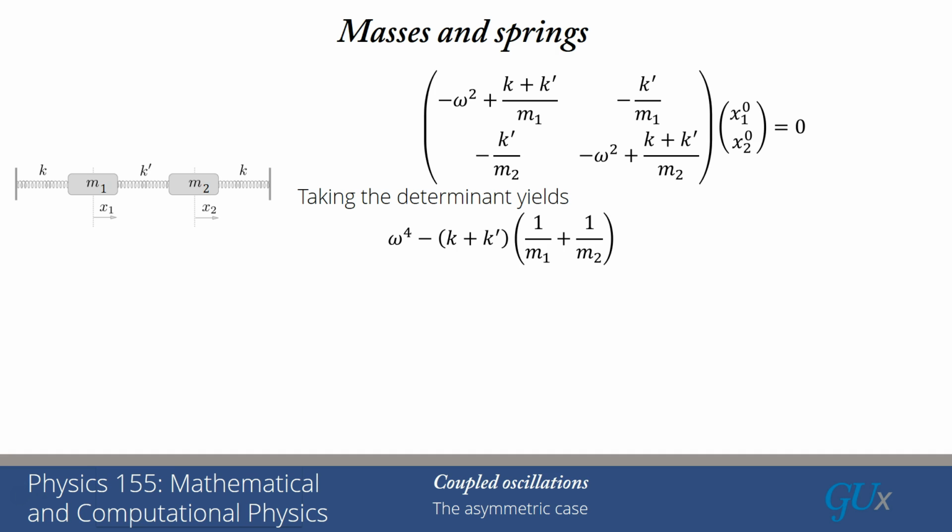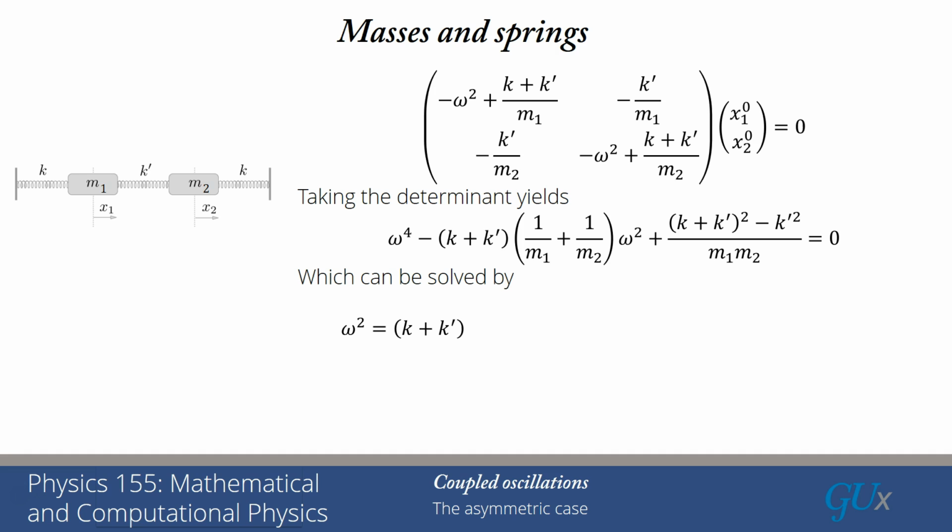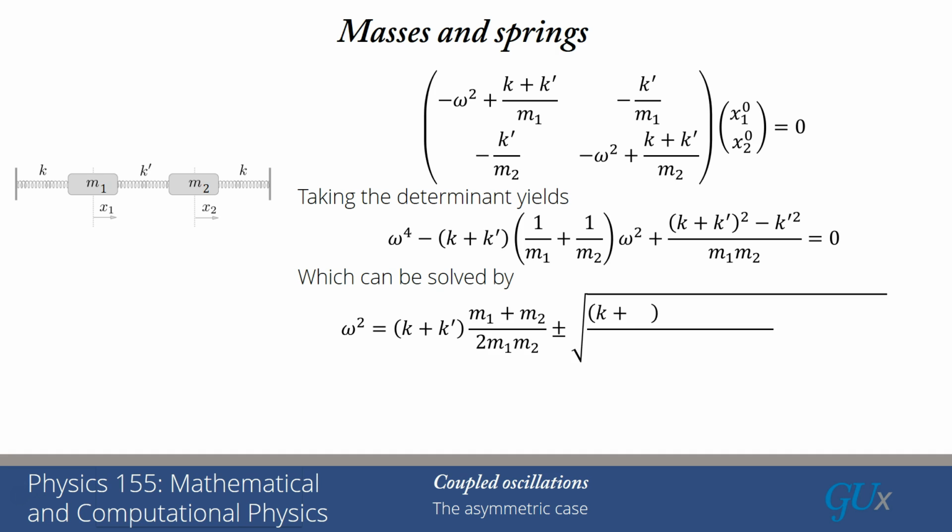I'm going to get an omega to the fourth term. I'm going to get a minus omega squared times the sum of k plus k prime, times 1 over m1 plus 1 over m2, and then for the constant term I'll get the product: k plus k prime squared over m1 m2, minus k prime squared over m1 m2. Of course there's going to be a simplification in that final term, but we can immediately solve this because it's a quadratic formula in omega squared. So omega squared is equal to k plus k prime times m1 plus m2 over 2 m1 m2, plus or minus the square root of that thing squared, k plus k prime squared times m1 plus m2 squared over 4 m1 squared m2 squared, minus k squared plus 2kk prime over m1 m2.